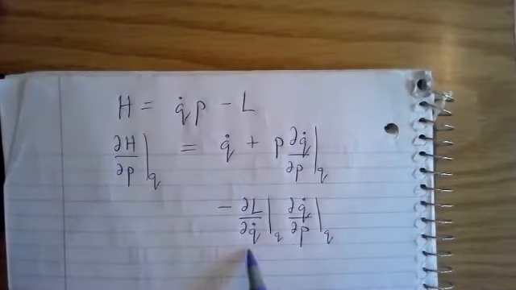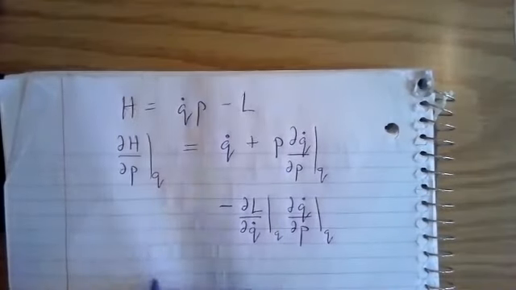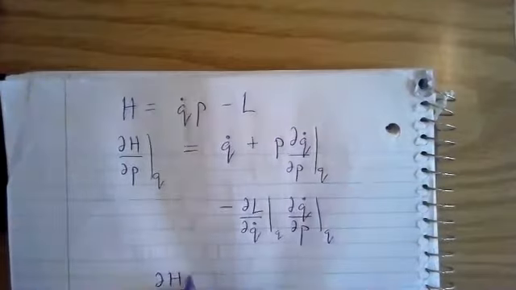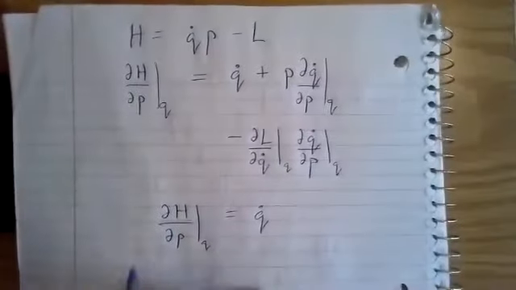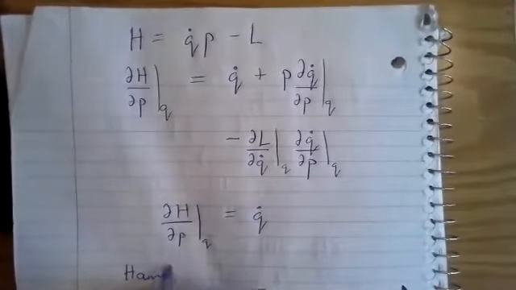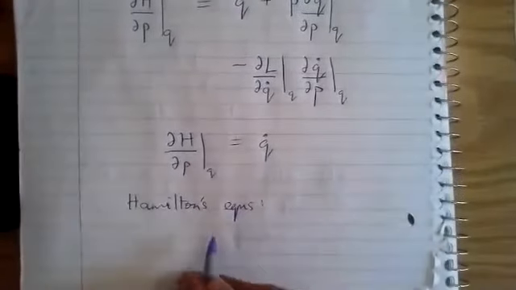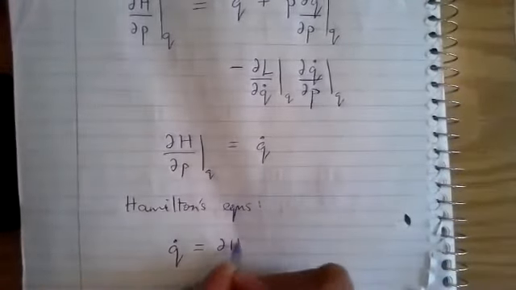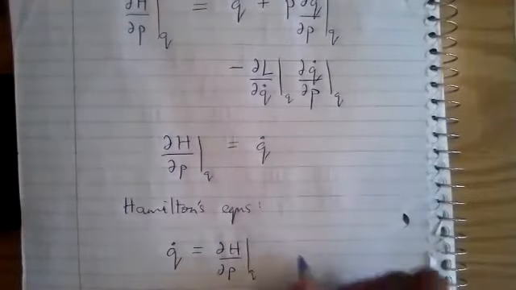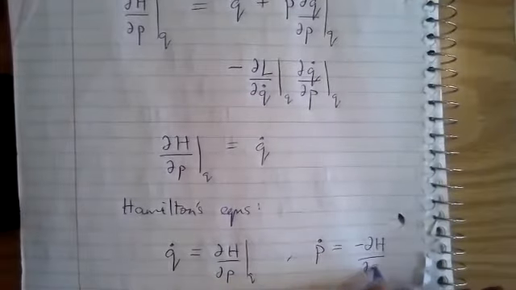All right. But again, we recognize that partial L partial q dot is just p. And so now this third term cancels with the second term. And so we are left with partial H partial p holding q constant is just q dot. And so Hamilton's equations are very nice and almost symmetric. What we have is that q dot is partial H partial p, and p dot is minus partial H partial q.